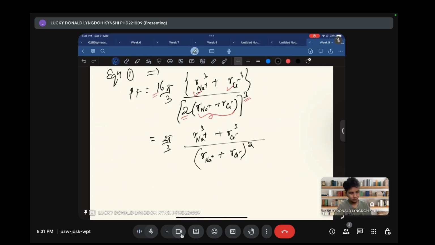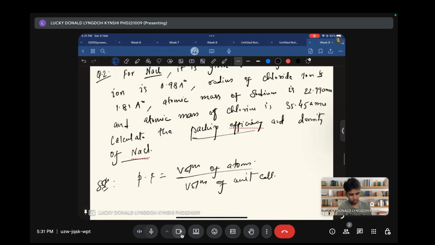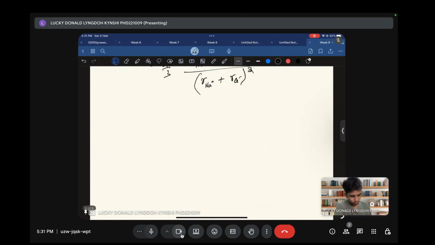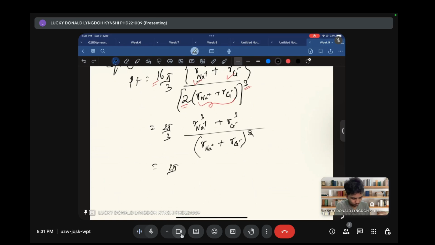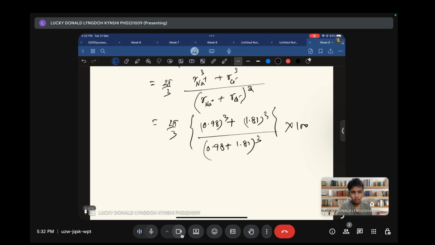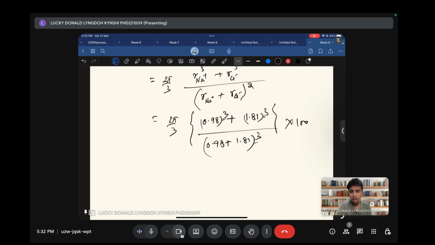It's because R of Na is already given to you in this problem. R of Na is 0.98 Angstrom, and R of Cl is 1.81 Angstrom. So I'll just substitute back there. It is equal to 2 pi by 3, 0.98 Angstrom plus 1.81 Angstrom, and also 0.98 plus 1.81 whole, into 100. Remember there is also an Angstrom unit there, but they will get cancelled one another because this is cubed, and this is also cubed.